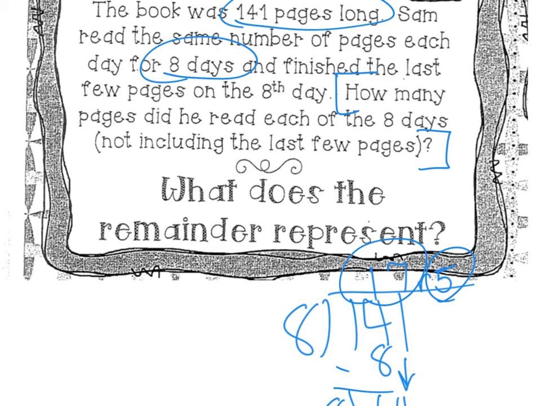So this question's, in my opinion, asking a couple of things here. How many pages did he read each of the 8 days? I think he read 17. But then it says, well, what does the remainder represent? I think the remainder is just those last few pages that he had to read. Not every question is going to look like this, but this is one where you have to break it down and really think about not just a division problem, but what does your answer represent? What does your quotient represent? What does your remainder represent?